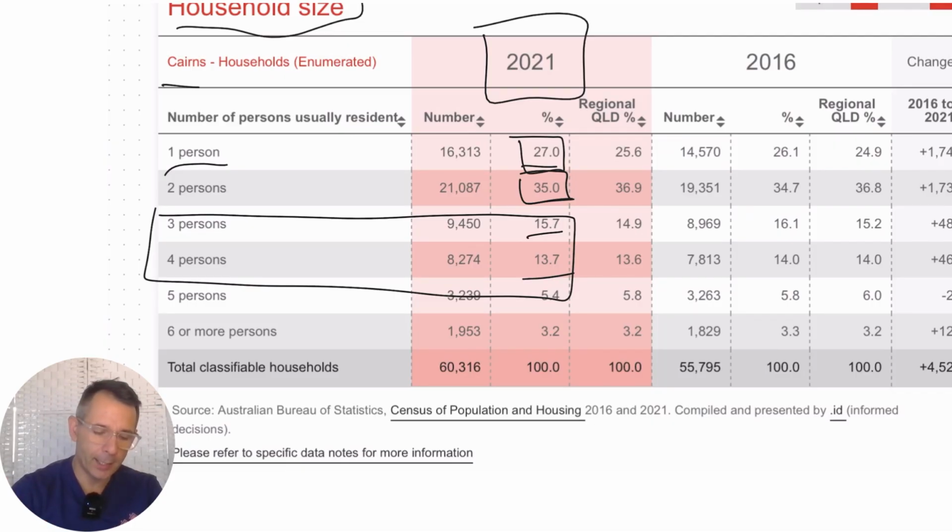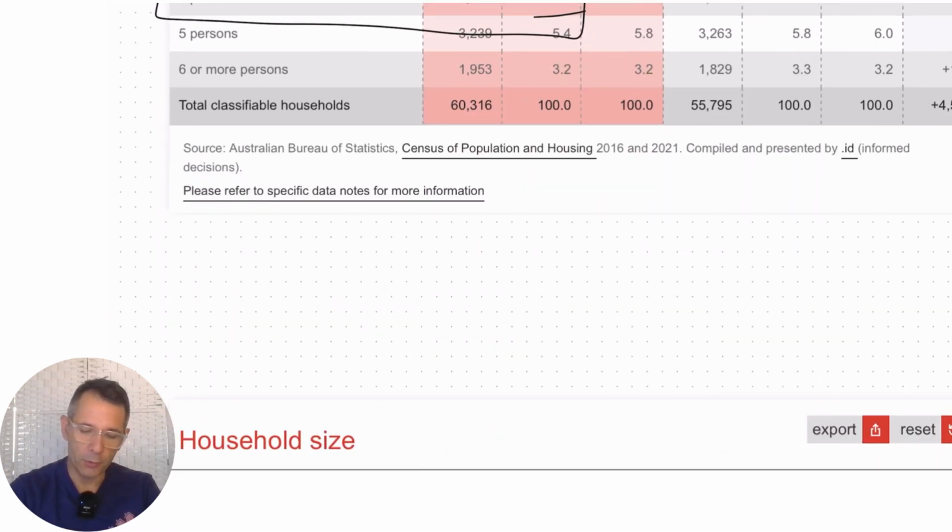Now, Cairns is a fairly touristy area. There are a lot of backpackers. There are a lot of people that are coming in for short-term accommodation and seasonal work as well. So you need to sort of consider that within your target market.